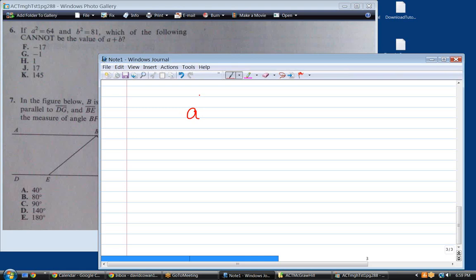Alright, so number 6. A squared. First of all, we have to solve both of these for A and B. What's A equal to? That would be 8. Almost. Almost?